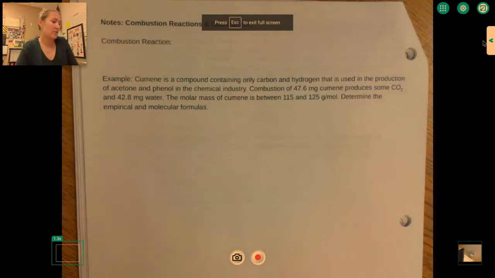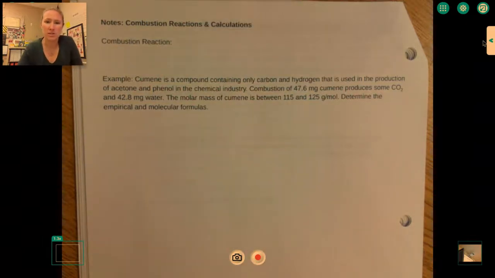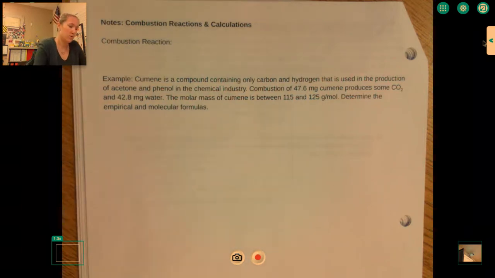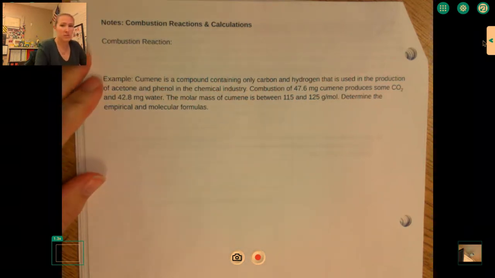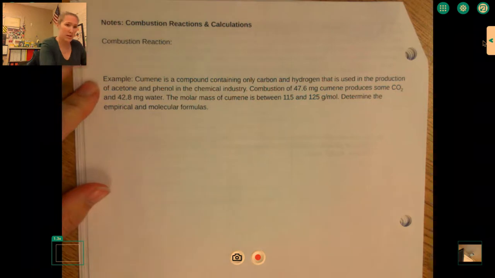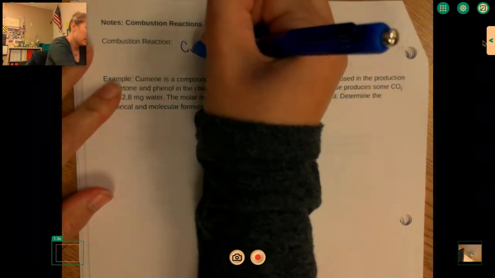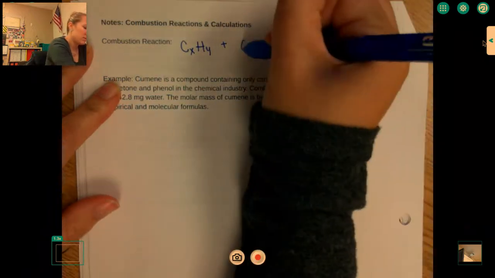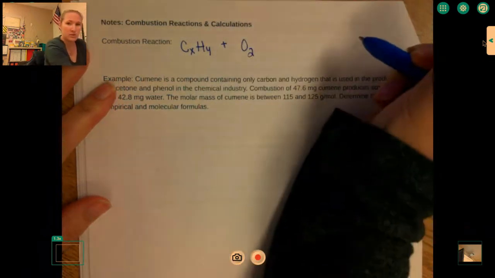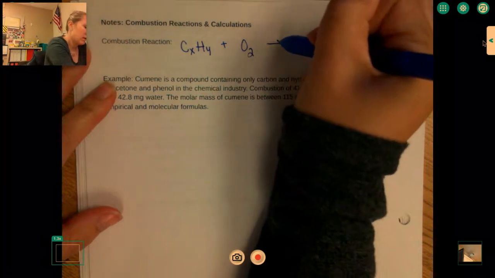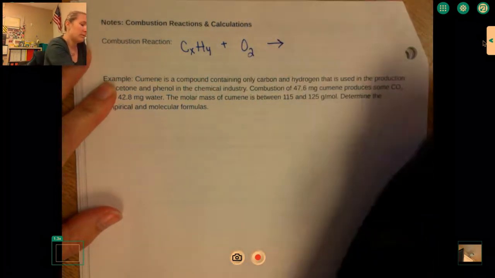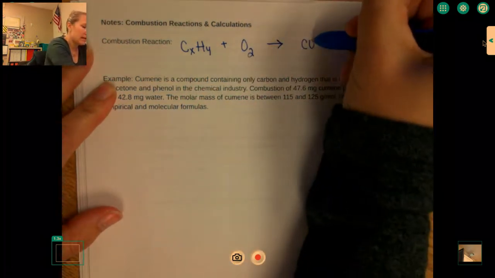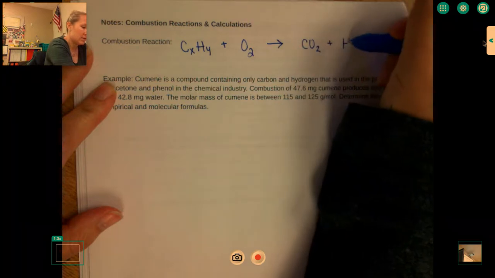Hey AP, this video is about combustion reactions and calculations. So last year in chemistry, or the year before, we learned about combustion reactions as one of our 5 types of reactions. In a combustion reaction, we have some hydrocarbon, CxHy, that gets burned. In order to burn something, we need to have oxygen present. Oxygen is a diatomic, so it's O2, and they are going to come together and then rearrange to make carbon dioxide and water.